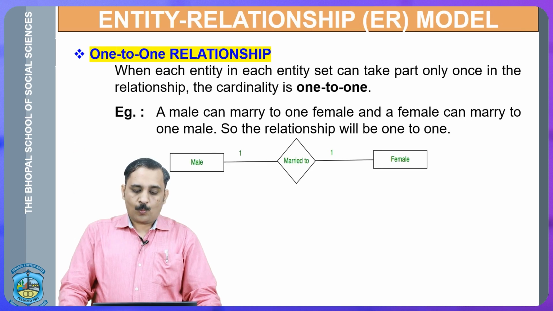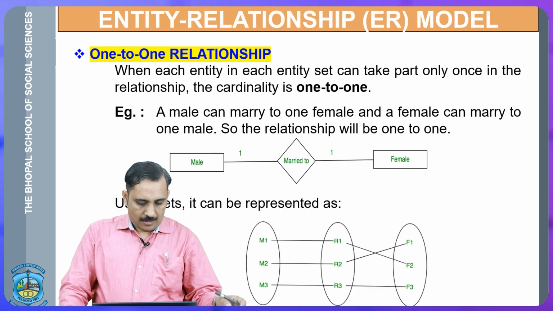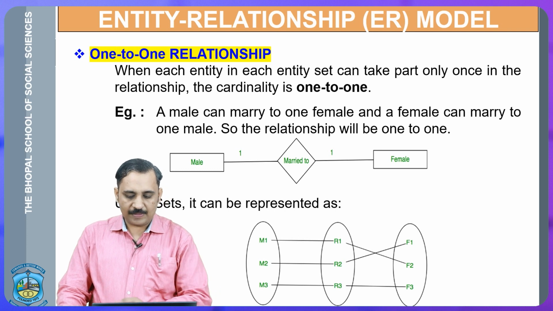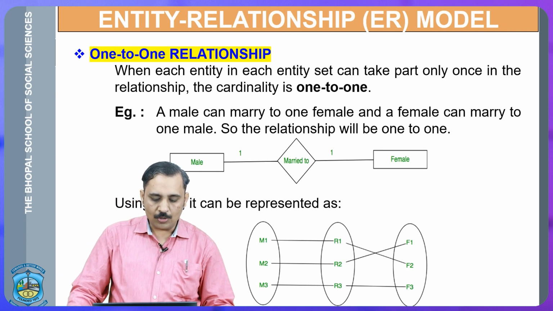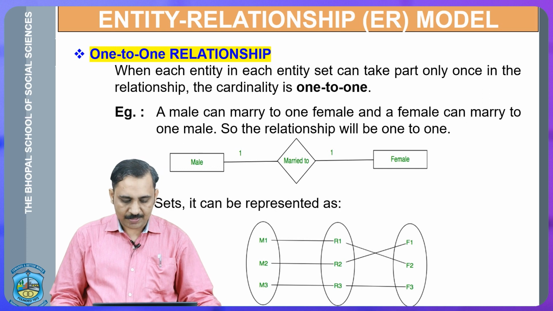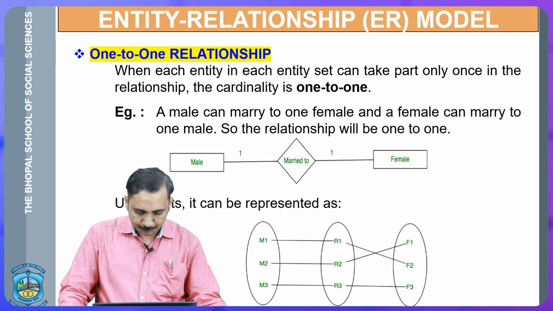Next, one to one relationship, again we have two entities, one male, one female. The relationship between them is married to. So, one male is married to one female. This is called one to one association.